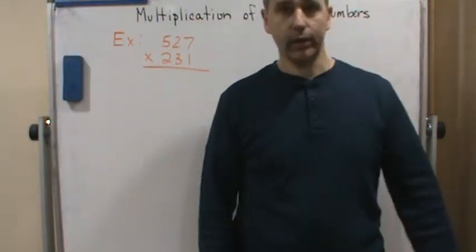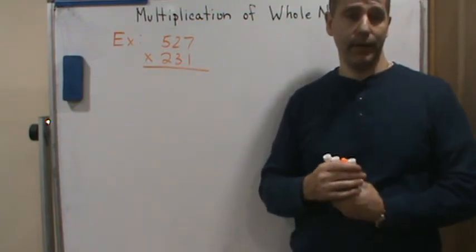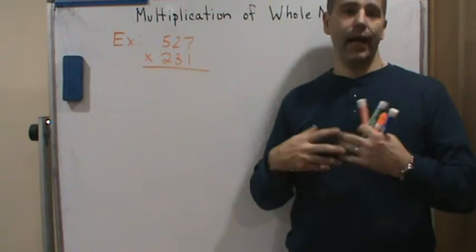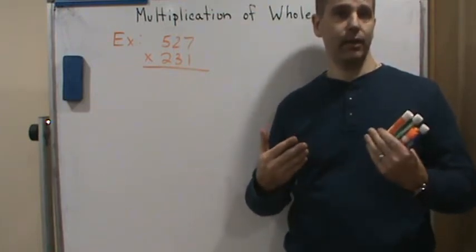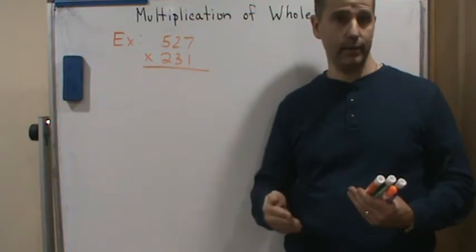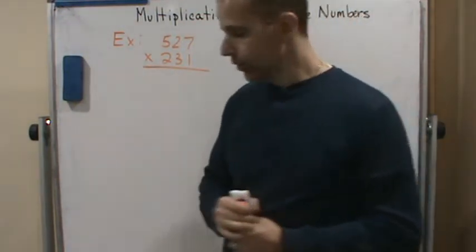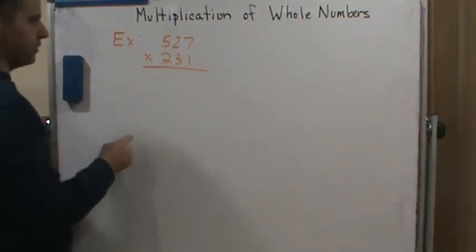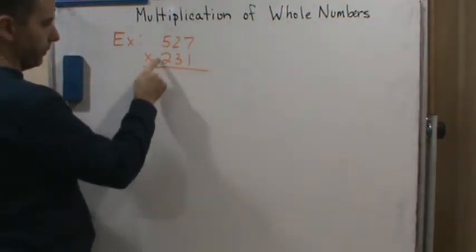Okay, welcome back. Now we're going to do a 3-digit number multiplied by a 3-digit number. Here you're going to see the algorithm at work. When I do my multiplication left to right, it's done by this algorithm. The way you do it is you're going to cycle through this number.